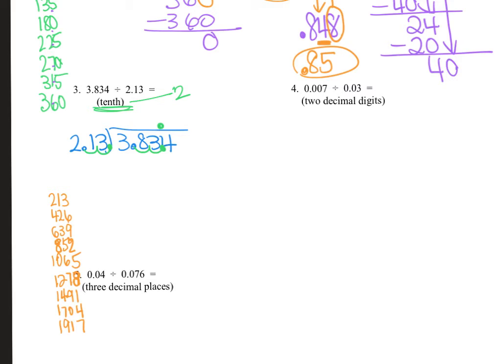Okay, so now that I have that taken care of, I say to myself, 213 doesn't go into 3, doesn't go into 38, does go into 383, and that's just one time. And I get 213, and I subtract, and I get 0, 7, 1. Does not go into 170, so I bring down that 4, and 1704 is actually on my list. 1, 2, 3, 4, 5, 6, 7, 8. I get 1704. I subtract, and I get 0.